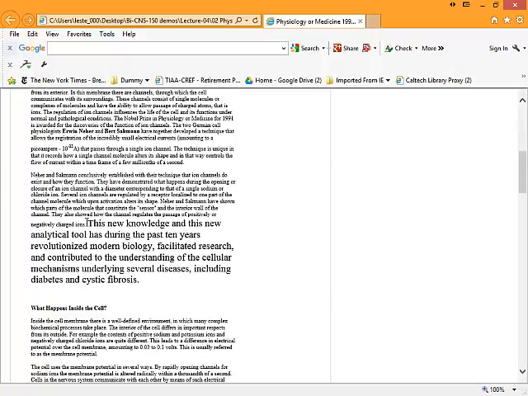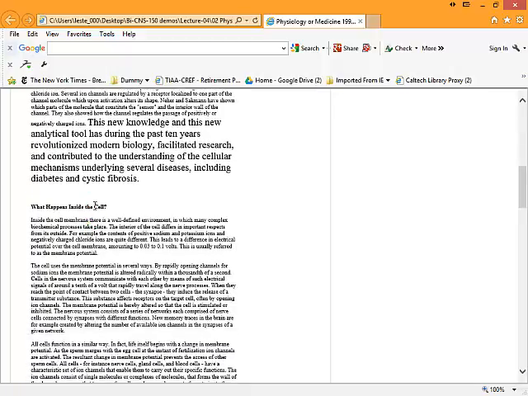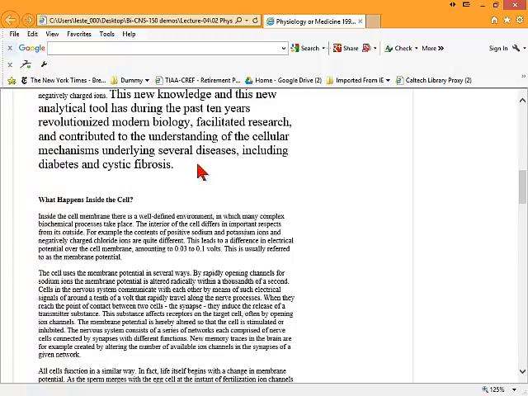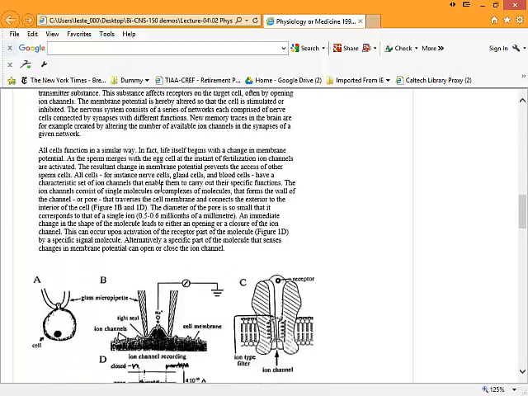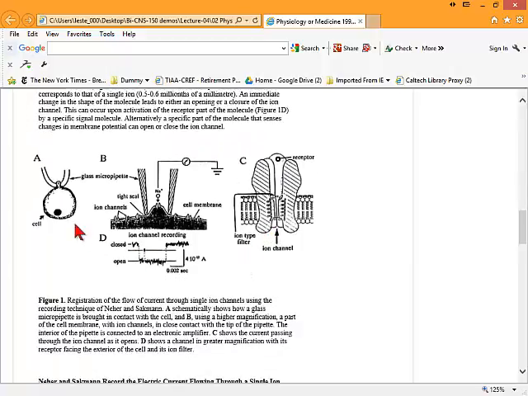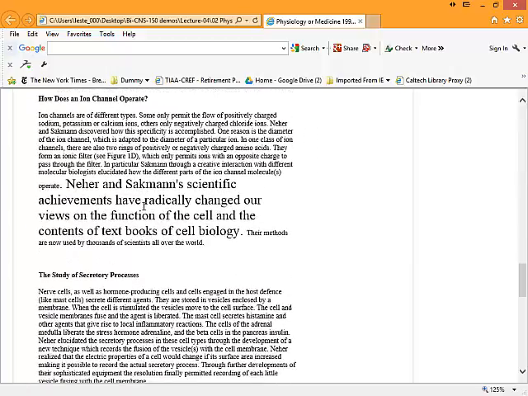So the Nobel Prize announcement said, this new knowledge and this new analytical tool has during the past 10 years revolutionized molecular biology, facilitated research, and contributed to the understanding of the cellular mechanisms underlying several diseases, including diabetes and cystic fibrosis. So here we're back to this annoying concept today that electrophysiology and ion channels is more than simply neuroscience. Neither diabetes nor cystic fibrosis are neural diseases. And here's a simple diagram of a patch clamp as it existed in those days.